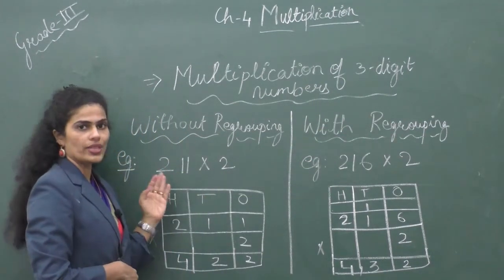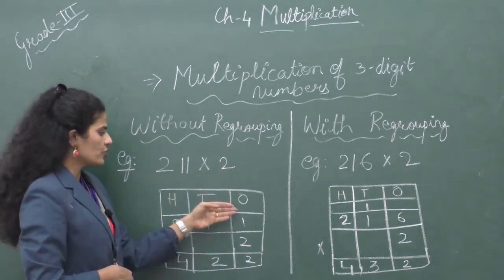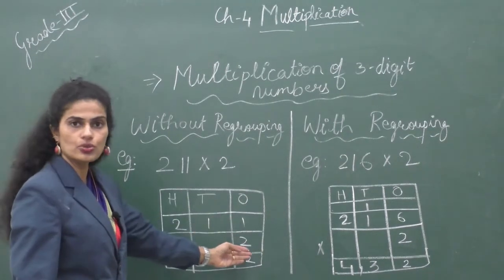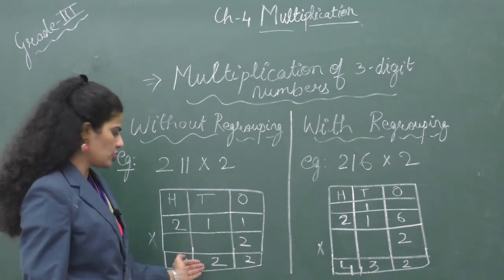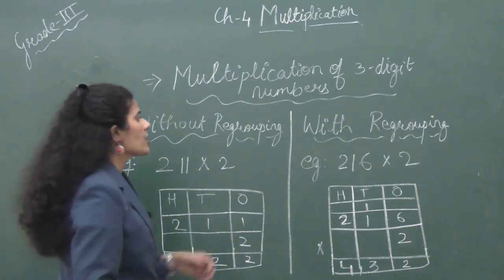Okay students, now let's look into multiplication of 3 digit numbers without regrouping and with regrouping. Without regrouping, with example 211 into 2. So from one side we start the multiplication. 1 into 2 is 2, 1 into 2 is 2 and 2 into 2 is 4.